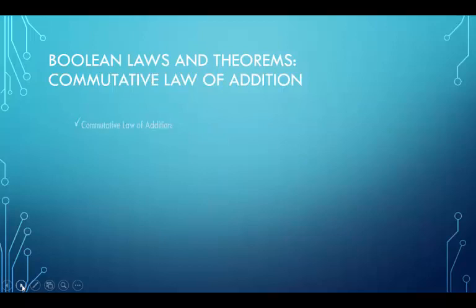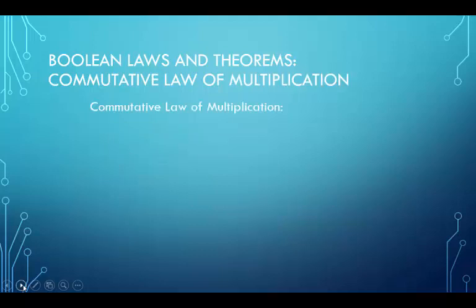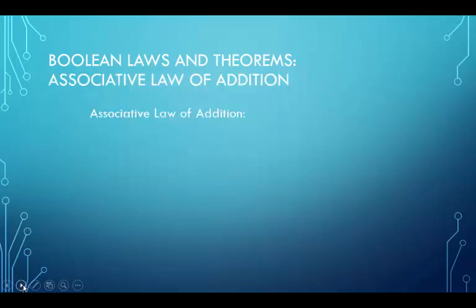Beginning with the commutative law of addition, it tells us that we can OR A or B and get the same result as if we OR B or A. The order in which the inputs are provided does not affect the output function. The commutative law of multiplication tells us that we can AND A and B and get the same results as if we AND B and A.